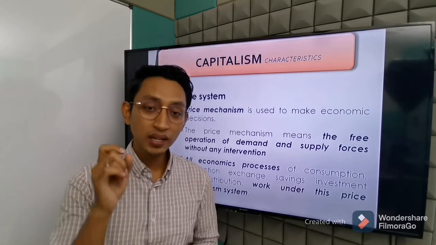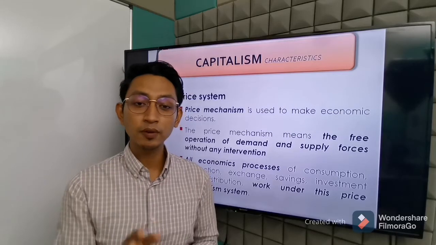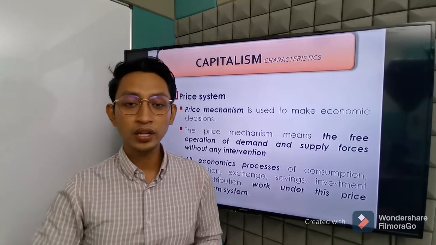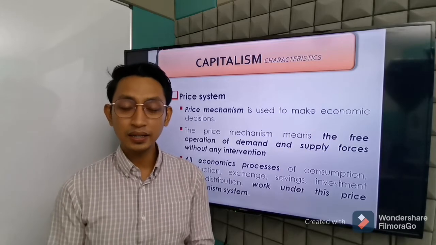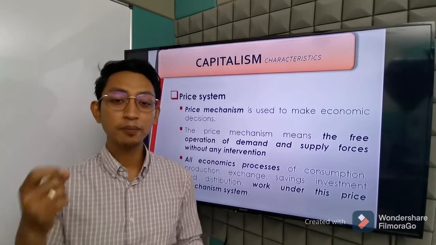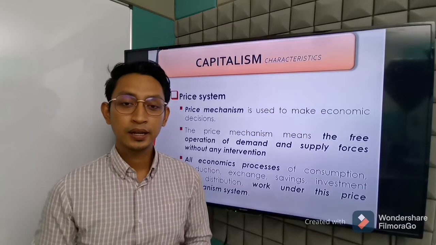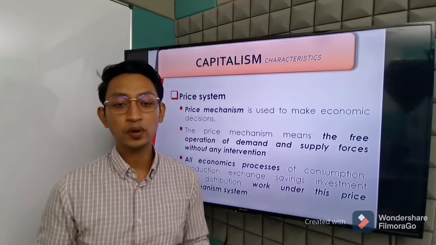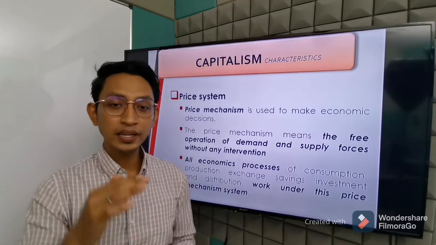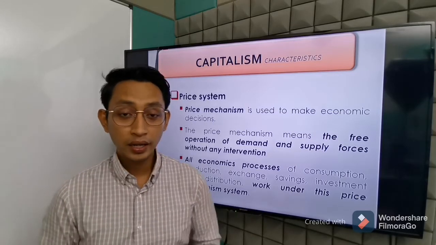And the price mechanism can only work in the economy if the government does not interfere or intervene at all. How can the government intervene? For example, the government can set the price. Set the floor price for ABC so that it cannot be lower than 450 ringgit, for instance. So when the government interferes, then the price mechanism cannot work.